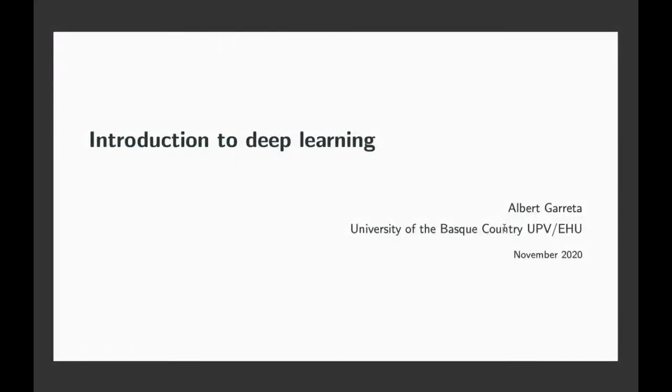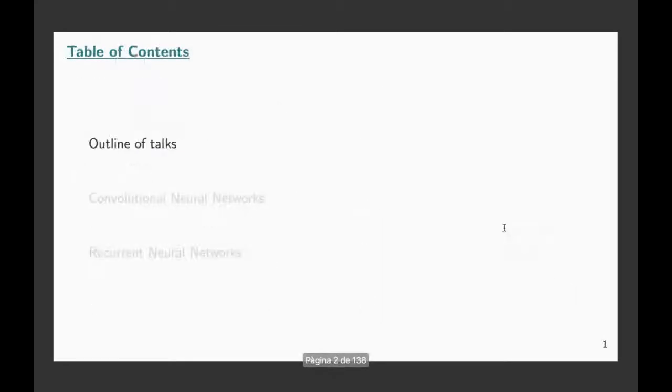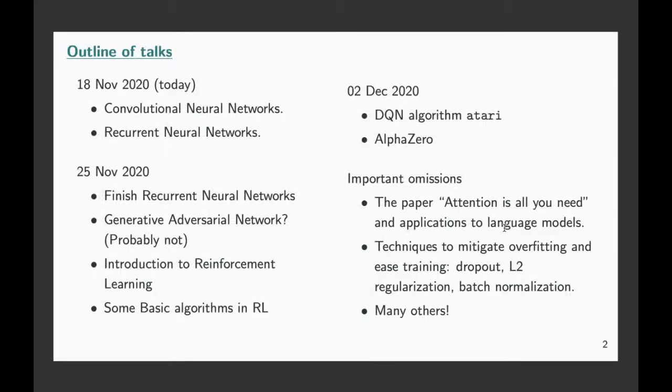So let's continue. Well, before we continue, let's just see this outline of talks. Today we will continue seeing convolutional neural networks, and we'll also see recurrent neural networks. At least that's the plan. Maybe, I don't know how much we will see about recurrent nets, but that's the plan at least.